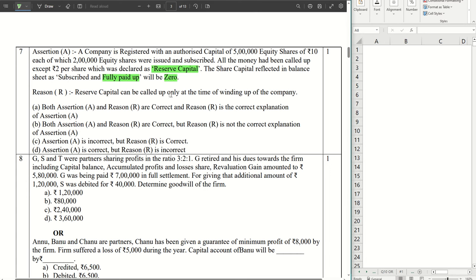Reason: reserve capital can be called up only at the time of winding up of the company. This is also correct. So option A is the answer here. Both A and R are correct, and R is the correct explanation of A.